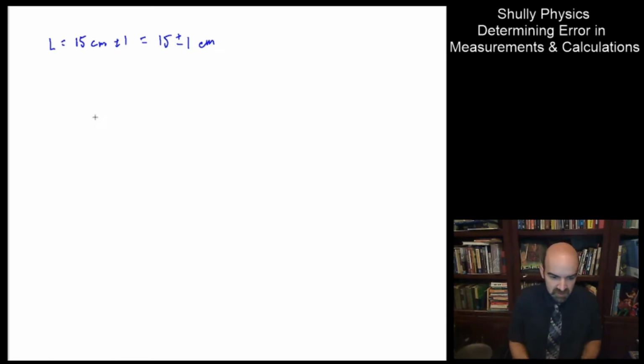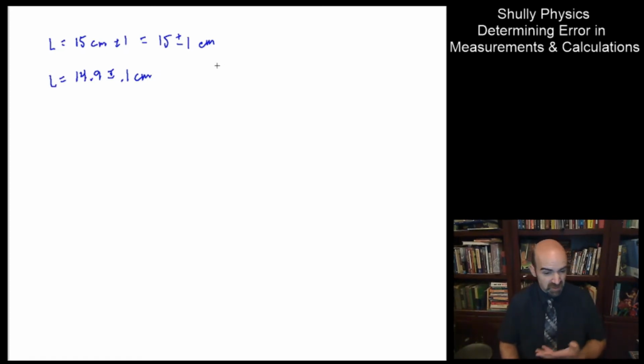So I might also be able to say the length is 14.9 plus or minus 0.1 centimeters. You see, I'm a little more specific there. I can measure it to a higher precision. And the precision is what we can see by finding the percent error. By comparing 0.1 to 14.9, it's not always obvious how much that plus or minus margin is.